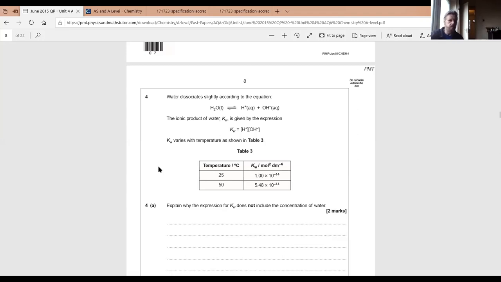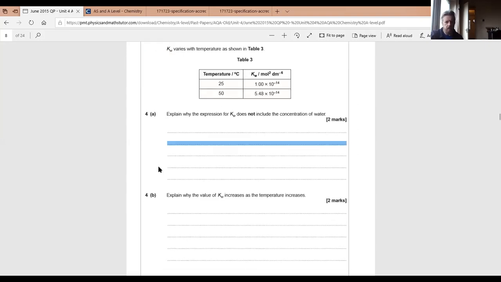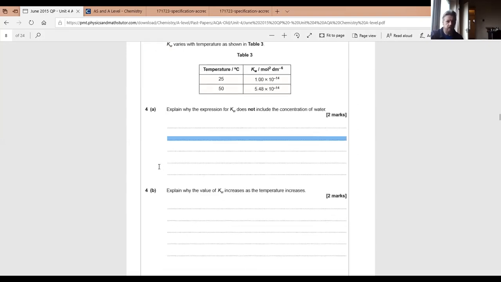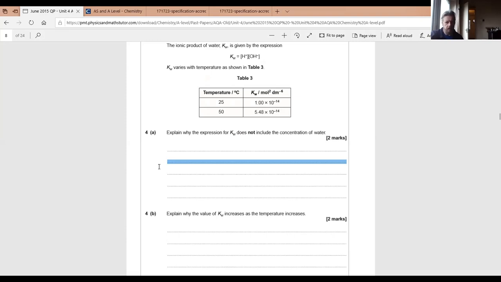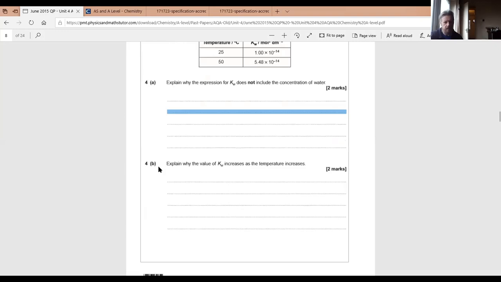So neutral doesn't mean pH 7. It just means that H plus and OH minus are equal. Yeah. Right. Why does it increase? Well, because it's endothermic. So which way does the equilibrium go? Is it the forward reaction that's endothermic? Yeah. So the equilibrium will go to the left. Will it? No, to the right. Sorry. It will go to the right, to make more product.